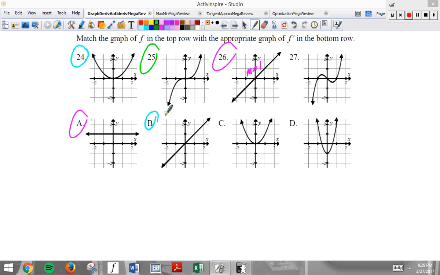Always positive slope. Always increasing. The y coordinates are always increasing. The slope of f is always increasing. The y coordinates of f prime are always positive.